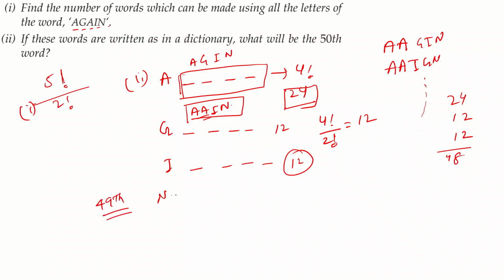So the 49th word will be N, A, G and I. This will be the 49th word. And then the 50th word will be N, A, I, G. This is the 50th word. This is our answer. So this is how you take less time, because you don't have to write down all the permutations. You just remove all these that start with A and then remove all those that start with G, and this is how you keep on counting. That's fast, right?